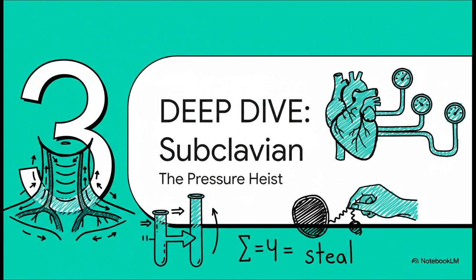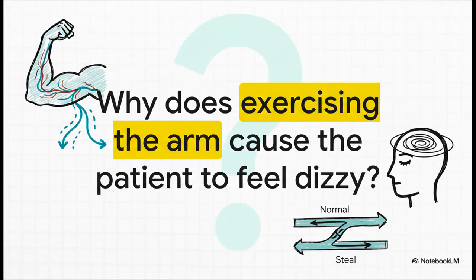Precisely. Now that we've got the triad down, let's move superiorly up to the neck for a true masterclass in hemodynamics: subclavian steal syndrome. Okay, Sarah, the classic presentation here is vertebro-basilar insufficiency. So tell me, why does simply exercising the left arm cause the patient to feel dizzy?